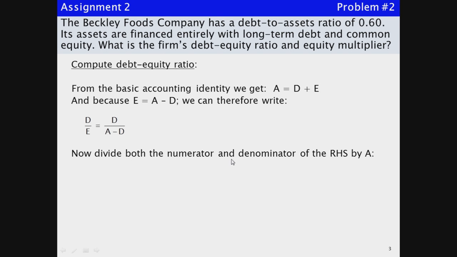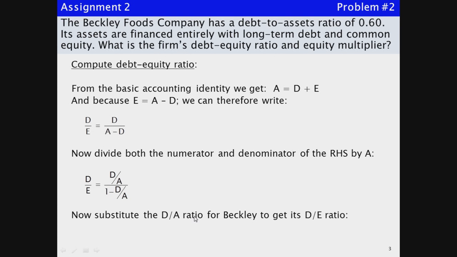Now let's divide both the numerator and the denominator of the right-hand side by A. So we get the debt-equity ratio is D over A divided by 1 minus D over A. And now we can put in the debt-to-assets ratio for Beckley, which is 0.6. So it's 0.6 over 1 minus 0.6, which gives us a debt-equity ratio of 1.5.